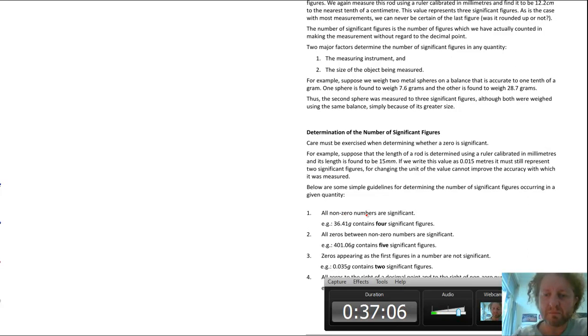Let's go straight to here. All non-zero numbers are significant. So if you've got a number like 36.41, I'm not going to dispute any of them. They're all valid. That's 4 significant figures. 36.41 grams is correct to 4 significant figures, with a bit of a hesitance there. Truth is that last digit 1, we could have rounded up to 1, or we might have rounded down to 1. I don't really know.